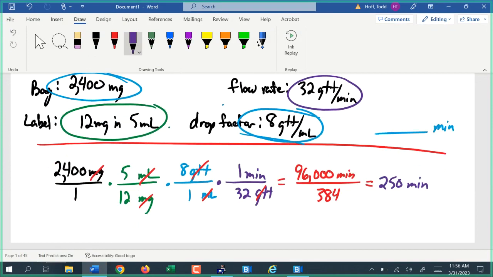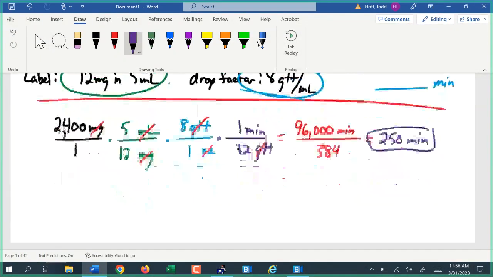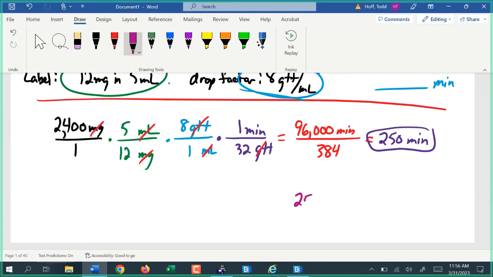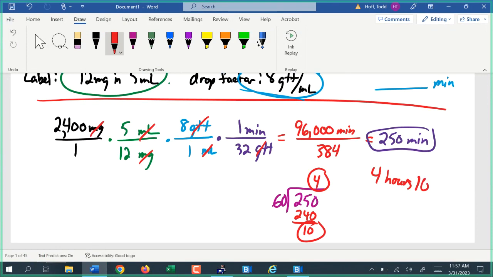So we can either leave our answer as 250 minutes, or we can change it by dividing it out. 250 divided by 60. 60 goes into 250 4 times. 4 times 60 is 240, so there's 10 left over. So that is saying 4 hours and 10 minutes is the time to infuse. So that bag would need to be changed in 4 hours and 10 minutes.